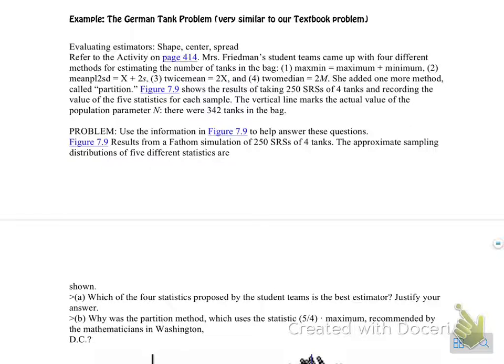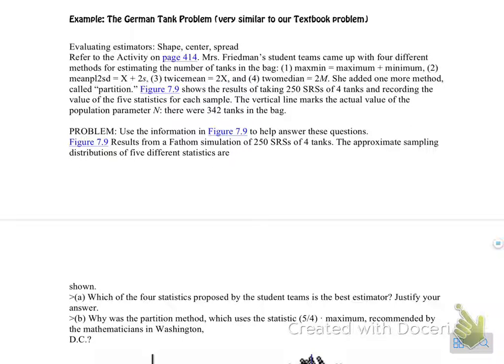All right, last but not least, we have an example. This is called the German tank problem, and it's really similar to our textbook problem, where we had the number of textbooks. That was what we wanted to estimate. We didn't know how many there were, and so we had to come up with a way to estimate the number of textbooks.